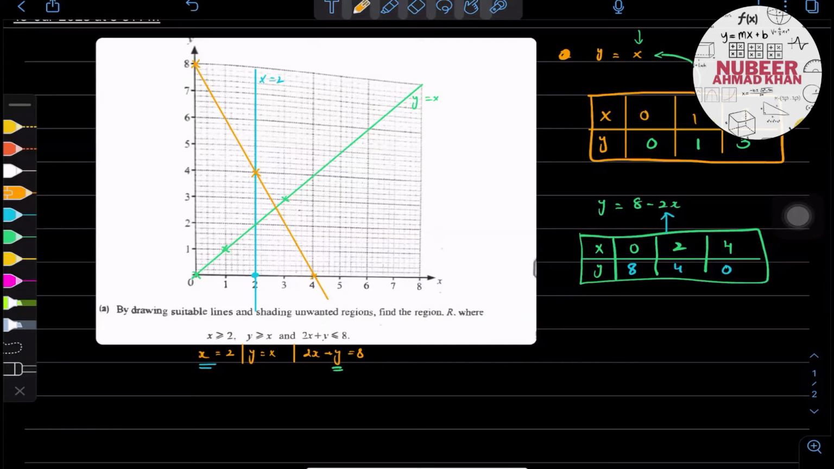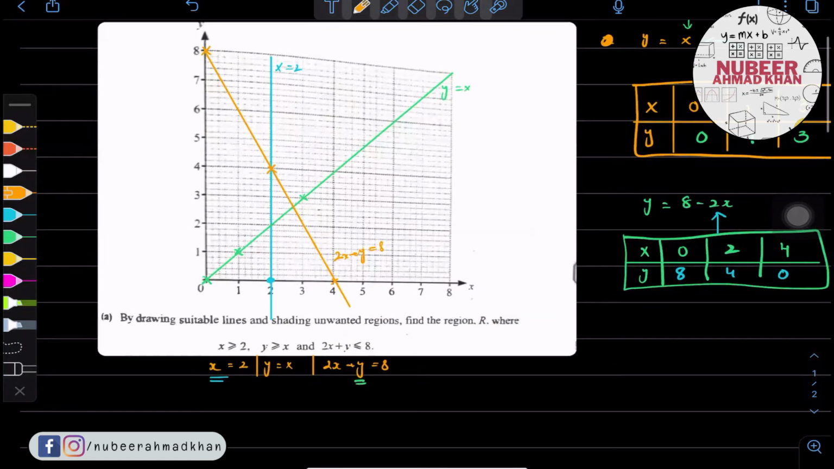Okay. So this line is 2x plus y is equal to 8. The first part is always that you need to draw the line on the graph. If any lines are missing, draw those lines first, and then we can do the portion for the inequality. Remember, the inequality portion cannot be done unless these lines are drawn on the graph.